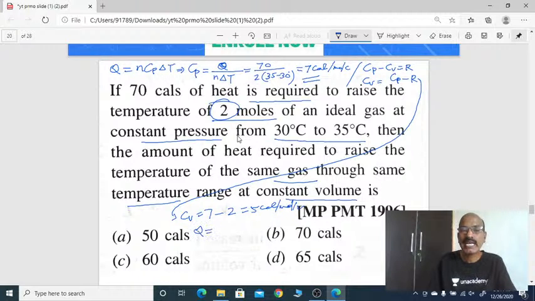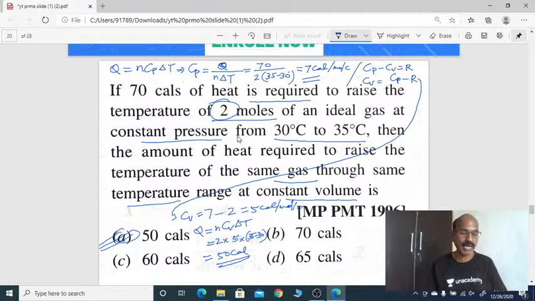So the heat required at constant volume is Q equals N Cv delta T. We need to find Q, the quantity of heat required. What is N? Number of moles is 2. What is Cv? Cv is 5, into the rise in temperature, 35 minus 30 degrees. Multiply, and you will get 50 calories. The quantity of heat required is 50 calories, which will be the correct answer. Yes, let us go for the next one.